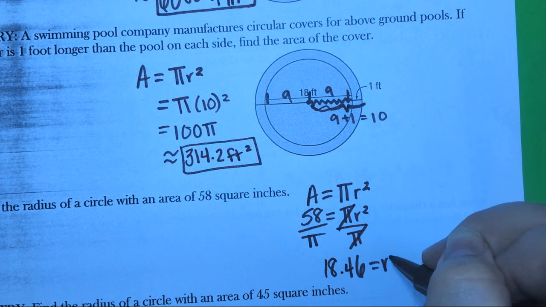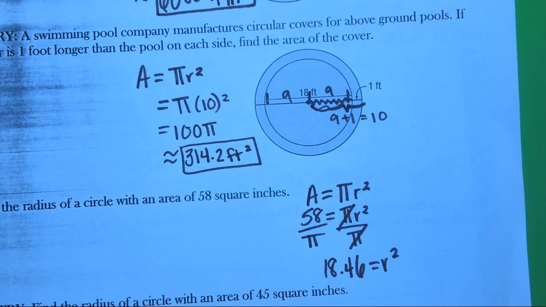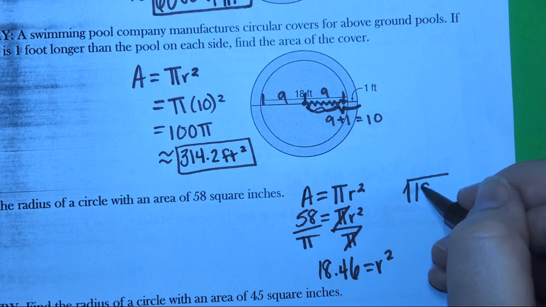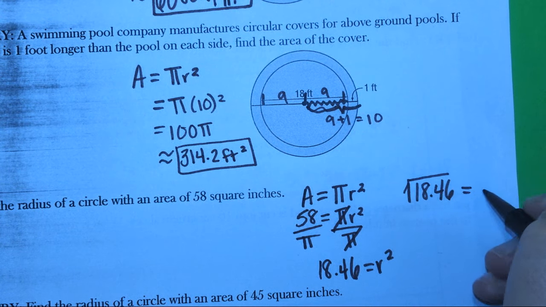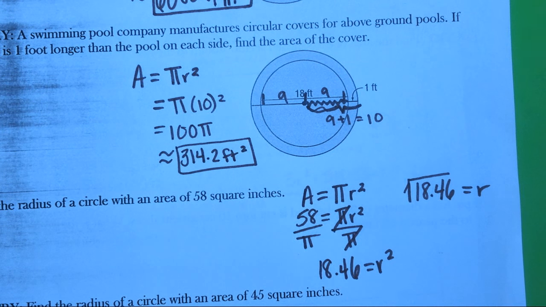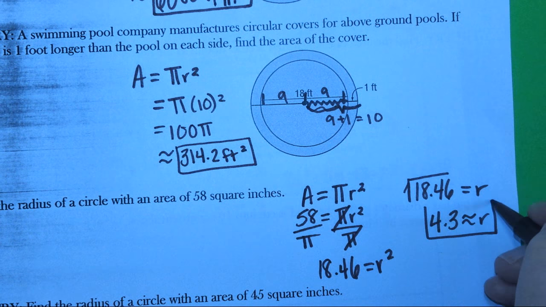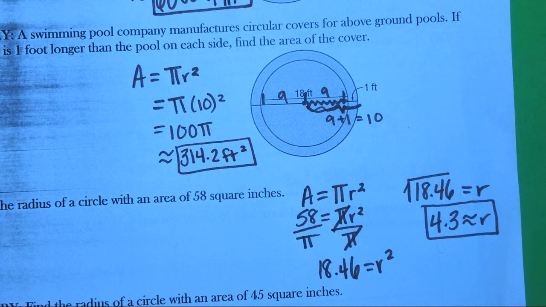18.46. Okay, so I got 18.46 equal to r squared. Square root of the 18.46. Perfect. We have to take the square root of both sides because it was r squared, not just r. So when you take the square root of both sides, you get 4.3 is equal to r. Again, if Savannah has 4.2, 4.4, as long as she's within the realm of the 4, I'm going to give it to her.